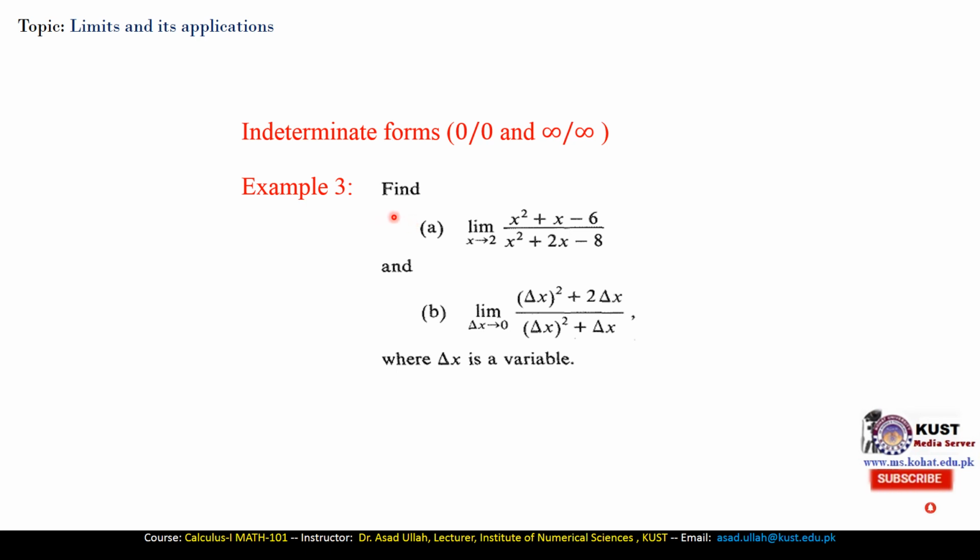Here I am presenting two different parts in example number 3. That is, in part A, limit x tends to 2, x square plus x minus 6 divided by x square plus 2x minus 8. And in part B, the limit delta x tends to 0 of the function delta x whole square plus 2 delta x divided by delta x whole square plus delta x, where delta x is a variable in this case.